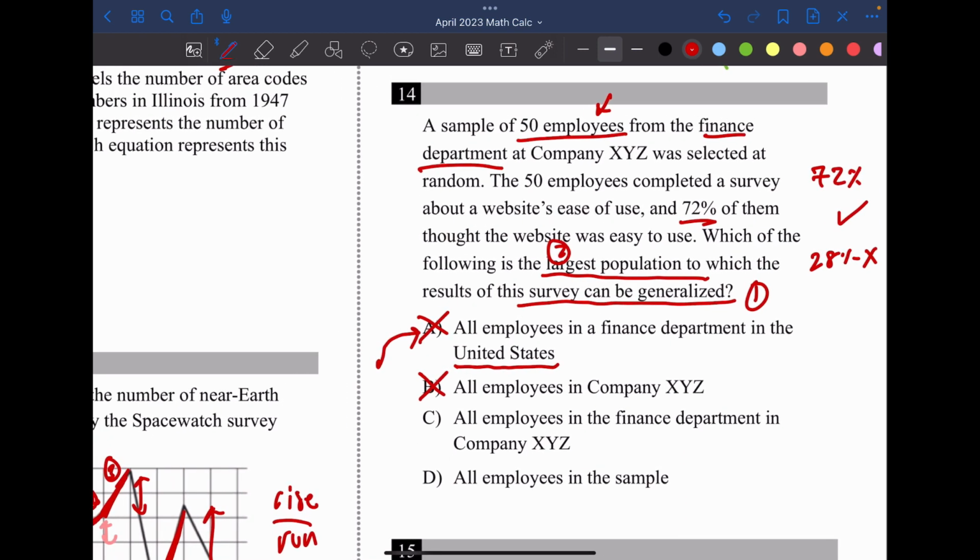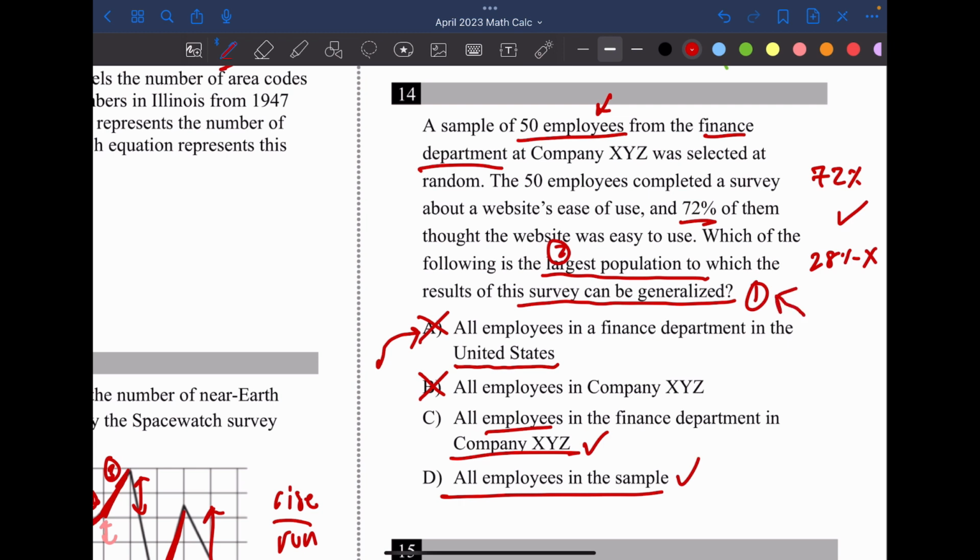For C, all employees in the finance department in company XYZ. Yes, this is correct. We're not going to circle it for now, but this is correct since it applies to all the employees in the finance department in company XYZ. So two things that are correct. And then part D, does it apply to all the employees in the sample? Obviously, because they were the ones who did the sample, so it applies to both. Okay, that's part 1.